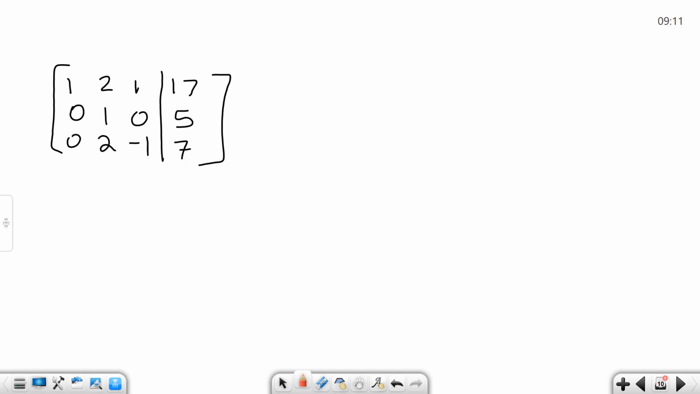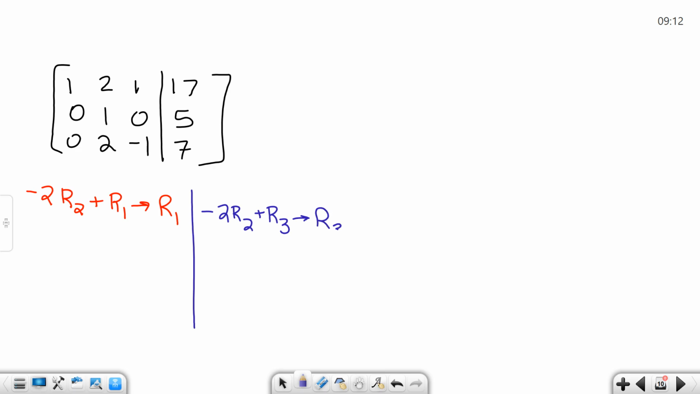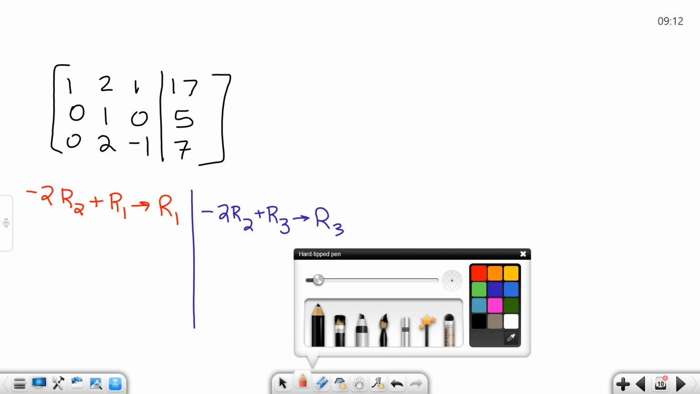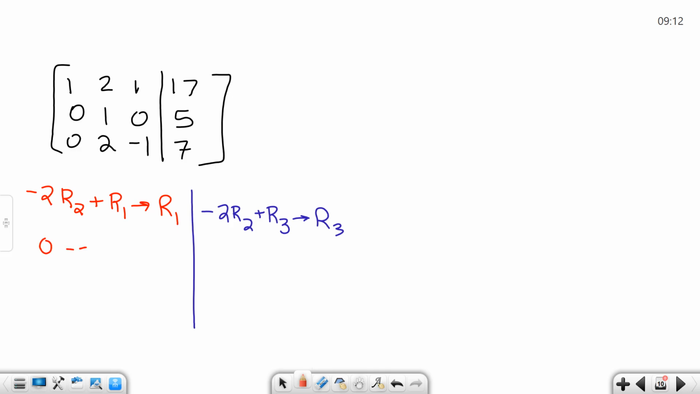So we're going to say negative 2, row 2, plus row 1. And that's going to change my row 1. And I'm also going to say negative 2, row 2, plus row 3. And that's going to change my row 3. I'm just going to try to save us a little bit of time. All right, so this is going to be 0, negative 2, 0, negative 10. I'm going to add it to the top row.